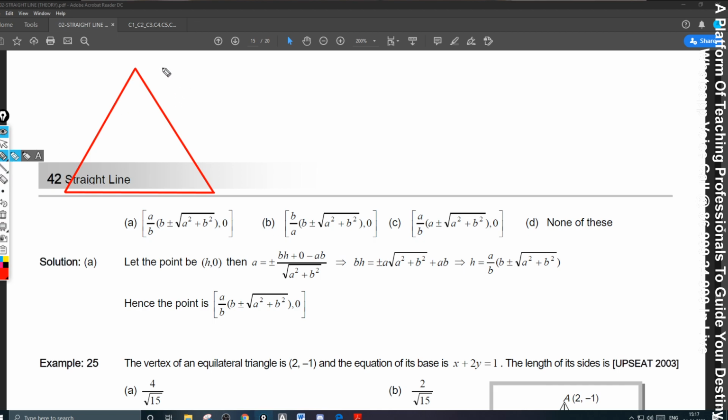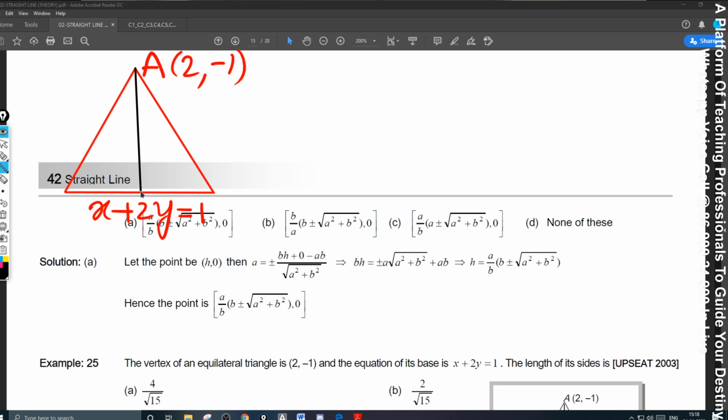And let me say this as some A. A is given to be 2, minus 1. And what is the base given? x plus 2y is equal to 1. This is also a perpendicular distance based problem. We need the length of the side now. This is the perpendicular distance.